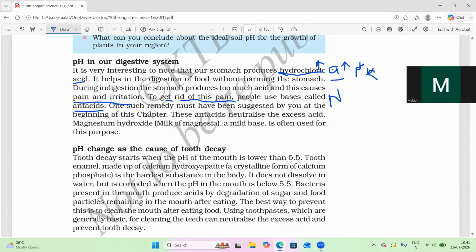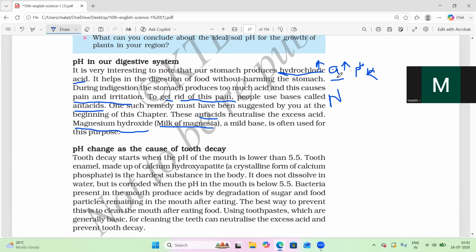We should know the pink colored syrup everybody uses, which we get in the market. That is magnesium hydroxide, also called milk of magnesia. They may ask one more question: magnesium hydroxide, also known as milk of magnesia, is one of the best antacids to neutralize excess acid in our stomach.